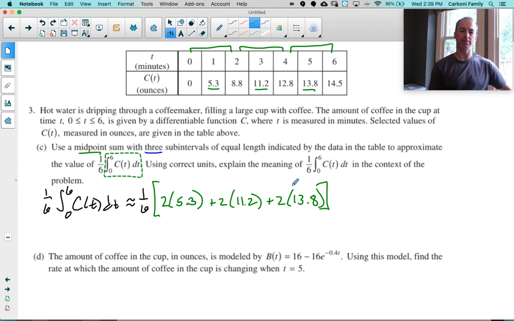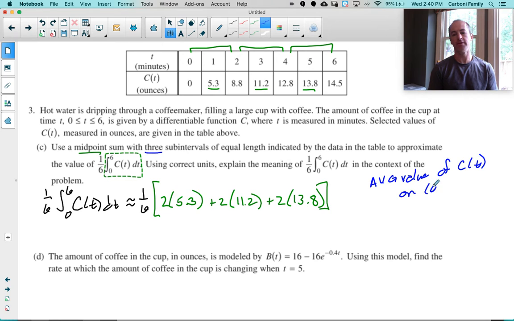Now notice it says explain the meaning of the integral, not the meaning of the answer. So we don't have to worry about including the numeric answer in the end here. So this integral, you're expected to recognize that the 1/6 in front is coming from the average value theorem. So what we found in your thought process is that this is the average value of C of t on the interval 0 to 6.